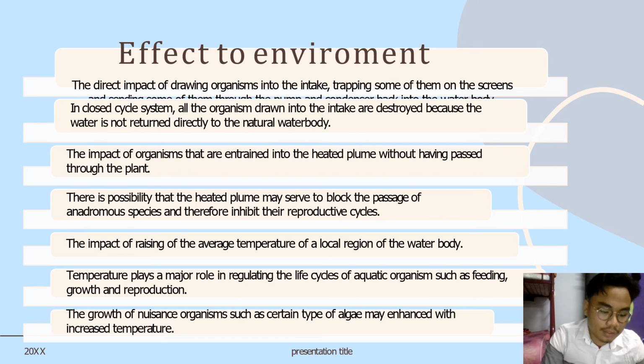Third, the impact of organisms that are drawn into the heated plant without having passed through the plant. It will work to prevent anadromous species and therefore inhibit their reproductive cycle.